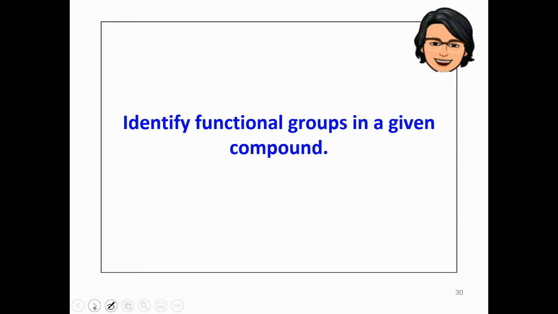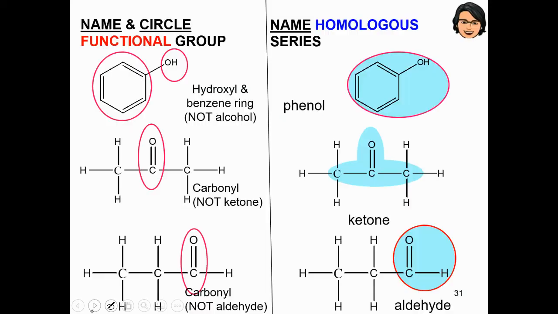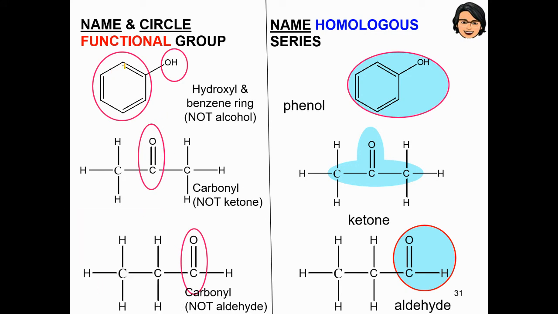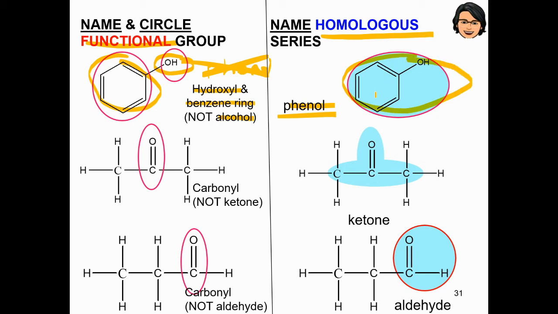Now our next assignment is to identify functional groups in a given compound. First of all, circle the name and circle the functional group. For example, I give phenol. Let's use highlight. For the functional group, I must circle the benzene ring and the hydroxyl. So it's hydroxyl and benzene ring. We do not name it as alcohol or the homologous series. We also will not put it as phenol because phenol is the homologous series. If I want to label it as the homologous series, I will circle the whole thing, OH together with the benzene ring.